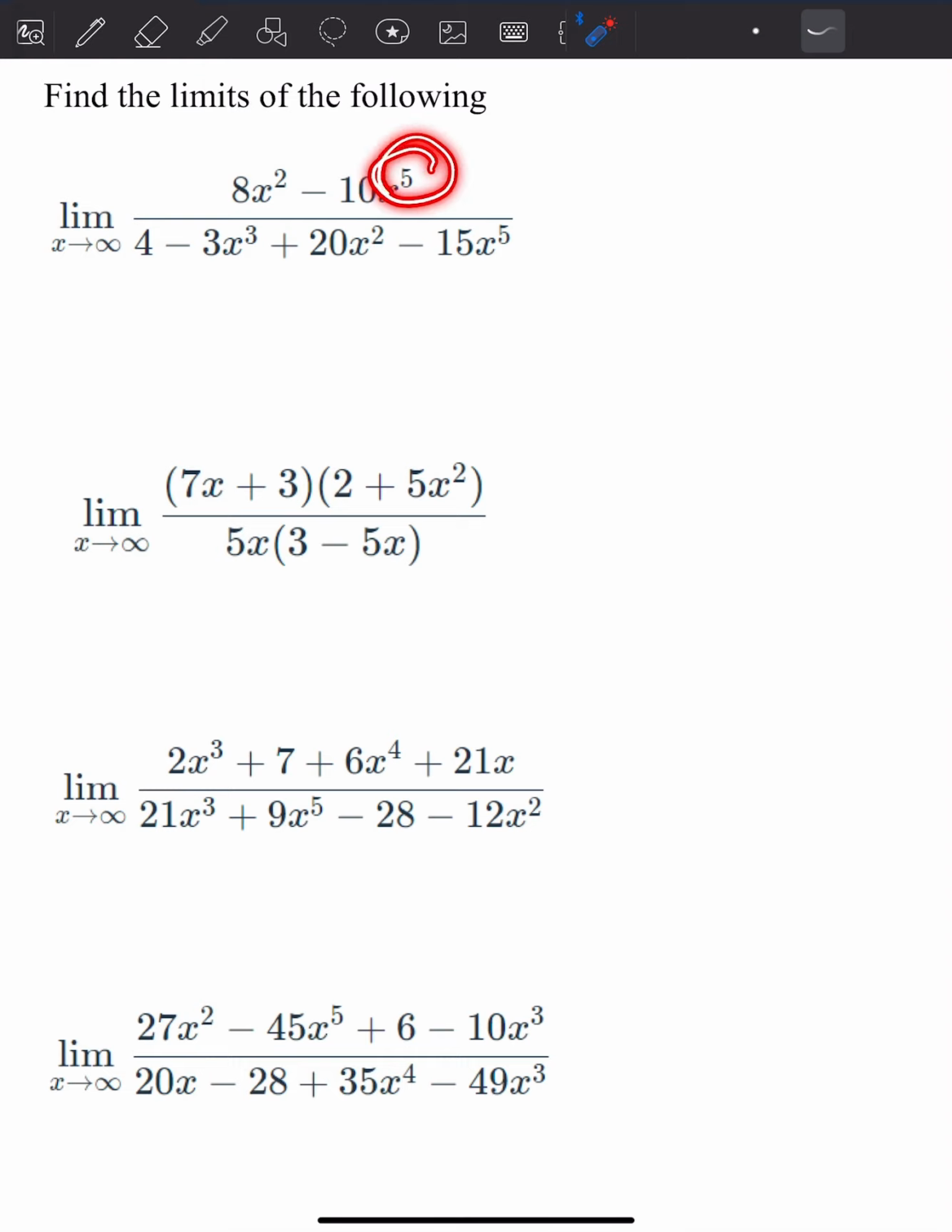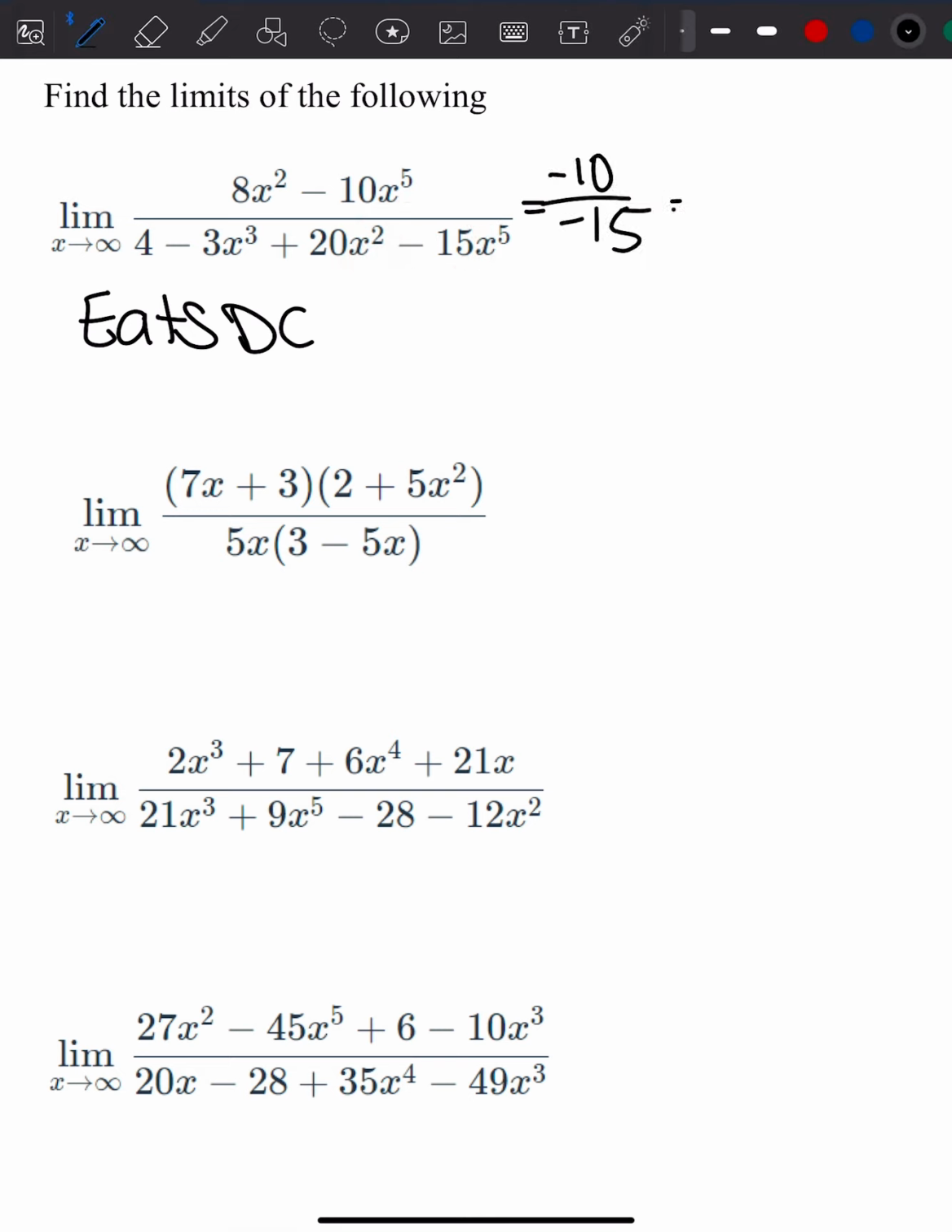If I'm looking on top, the highest exponent is 5. If I'm looking on bottom, the highest exponent is also 5. So this would be what we would call an EATS DC case. So our exponents are the same. We are going to be dividing the coefficients. So we need to remind ourselves the sign of the coefficient also goes with it. So the number in front of x to the fifth power is negative 10. The number in front of x to the fifth power in the denominator is negative 15. So I have negative 10 over negative 15. This reduces to 2/3. So what this tells me is my limit is going to go to 2/3.